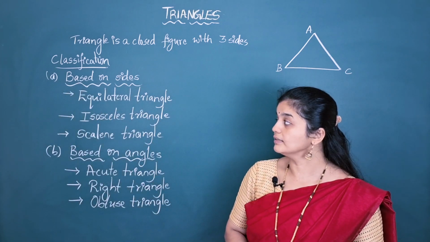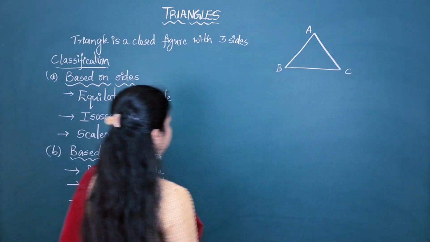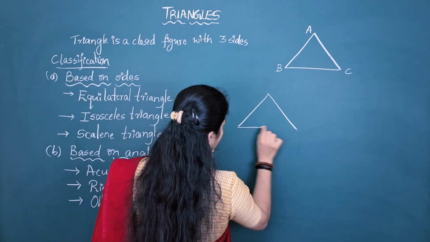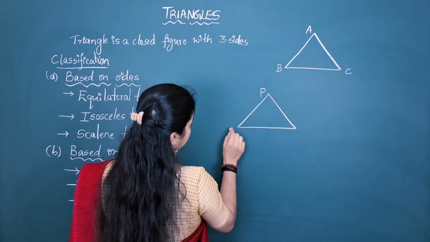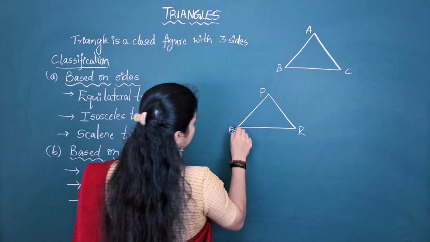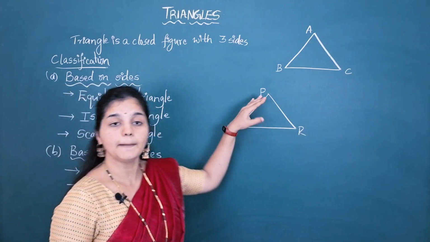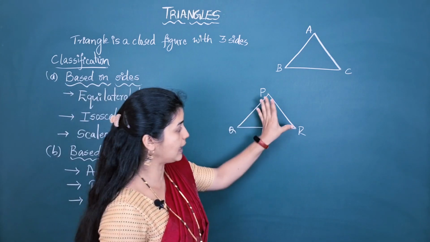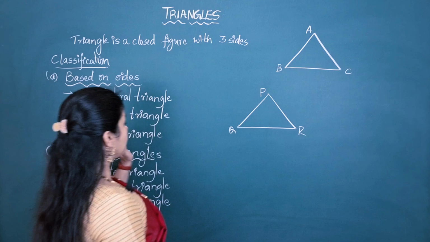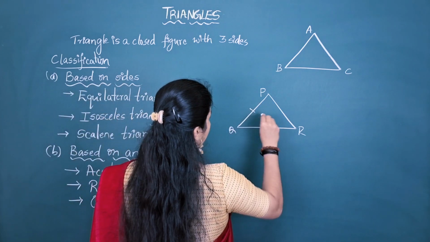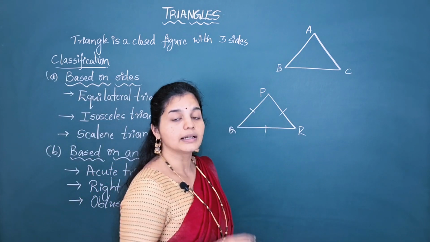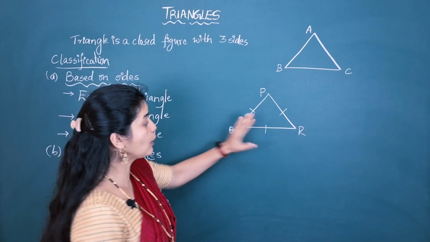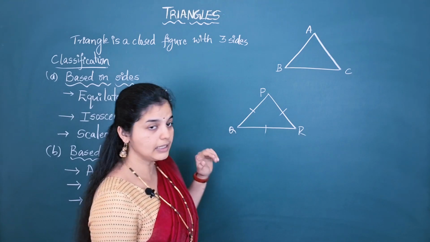So based on sides we have equilateral triangle. Now let's look at them one by one. Say you consider a triangle. Okay. It could be ABC or PQR. Now I will name this triangle as PQR. Okay. So in this triangle PQR the sides are PQ, QR and RP. There are 3 sides. When all these sides are equal, it is called an equilateral triangle. Okay. All sides are equal, it is called equilateral triangle.